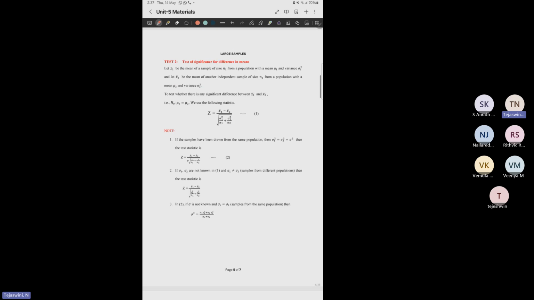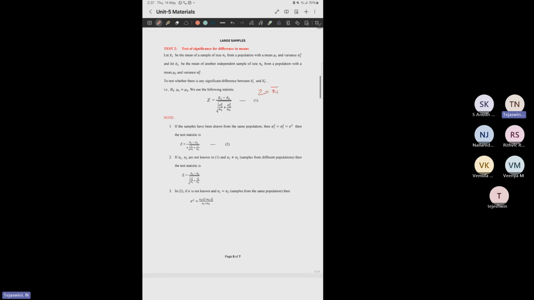So the formula will be z is equal to x1 bar minus x2 bar divided by the square root of sigma 1 square by n1 plus sigma 2 square by n2. We won't be using mu1 and mu2 in this formula. Why? Basically our null hypothesis here will be mu1 is equal to mu2, and our alternative hypothesis will be mu1 is not equal to mu2, or mu1 less than mu2, or mu1 greater than mu2. These will be our cases.